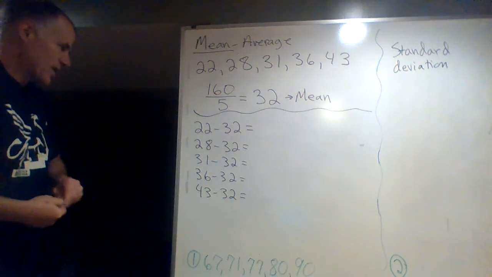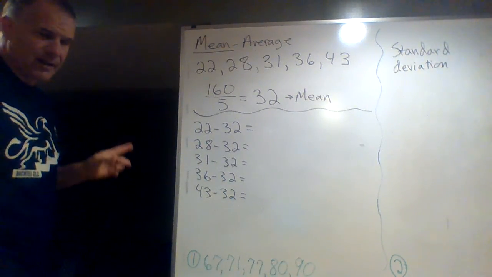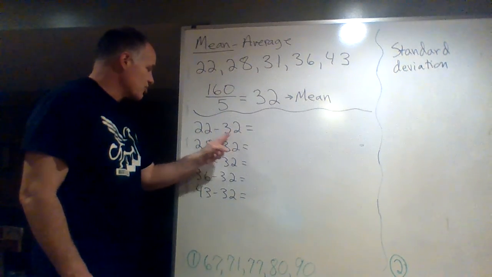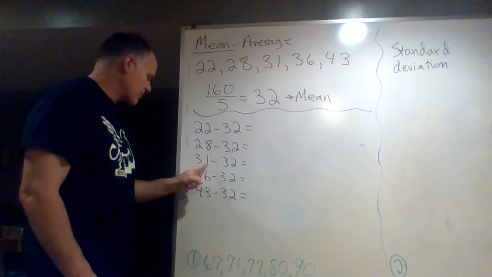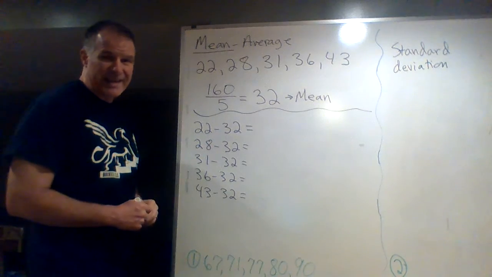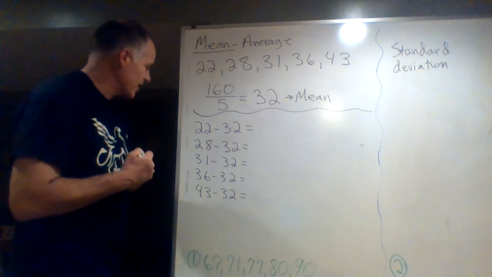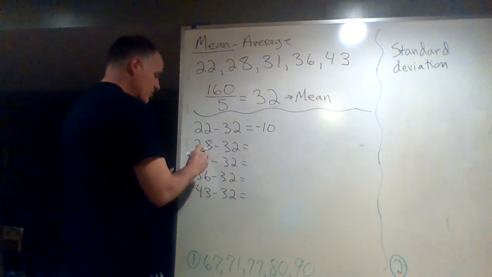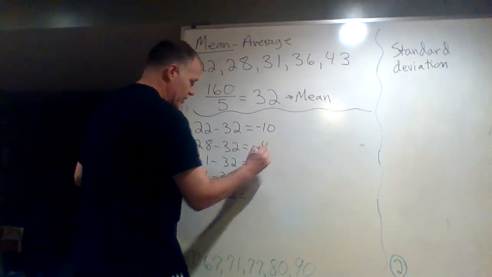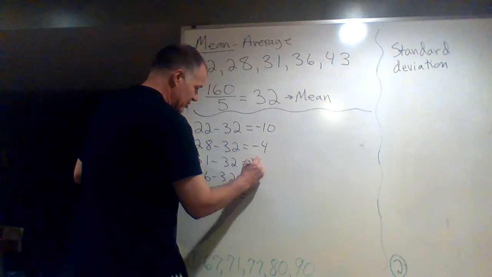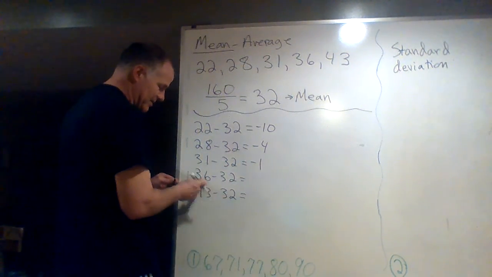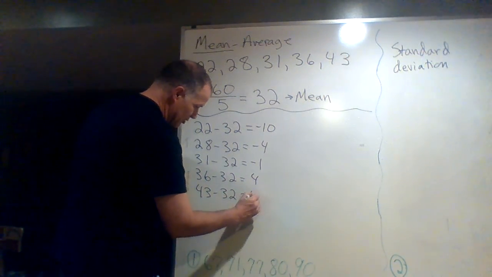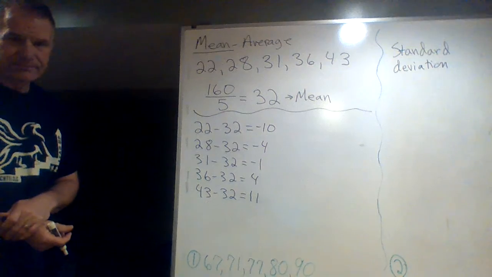Again, this is not hard math. You take each number in the data and subtract the mean. Number minus the mean, number minus the mean. Now, some of these are going to be negative, which is okay. So 22 minus 32 is negative 10. 28 minus 32 is negative 4. 31 minus 32 is negative 1. Now we're into the positives. 36 minus 32 is 4. 43 minus 32 is positive 11.